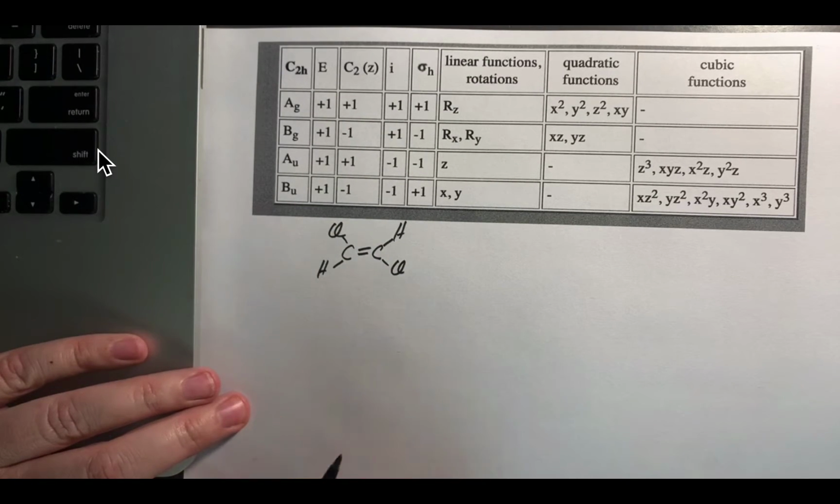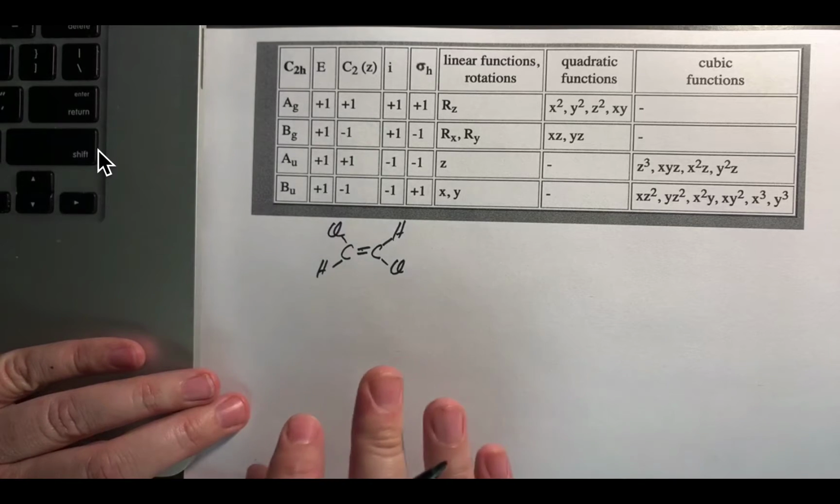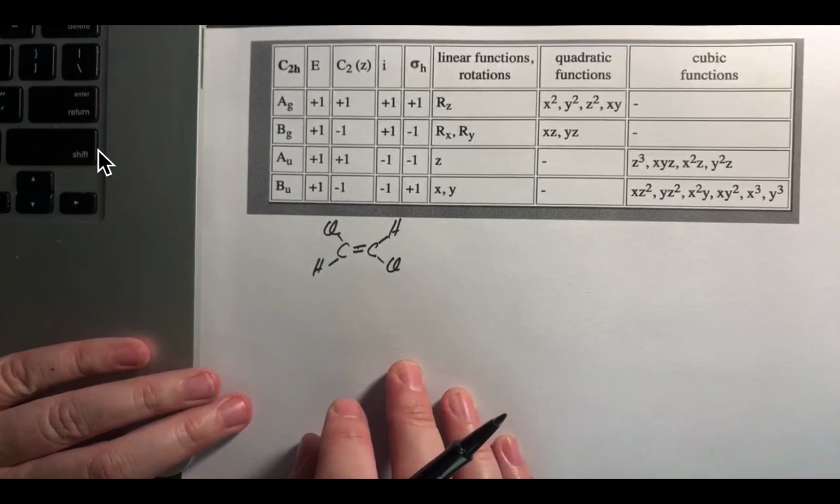It has a C2 axis right here in the center. It doesn't have any vertical mirror planes, and it does have a horizontal mirror plane. So this is the C2H point group if you go through the process and assign it. So anytime you're given a molecule, what you want to do first is make sure that you're orienting everything correctly.